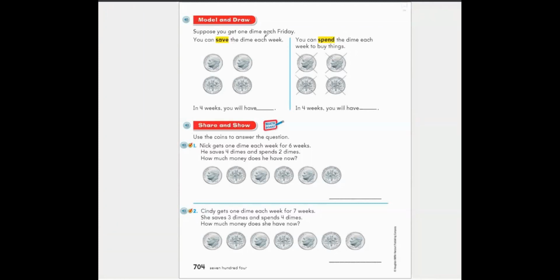Suppose you get one dime each Friday. You can save the dime each week. O sea que tú lo vas a guardar a lo mejor en tu alcancía. You put it in your piggy bank, maybe. So in 4 weeks, you will have 4 dimes, or also we can say you will have 40 cents. Do you agree? 40 cents.